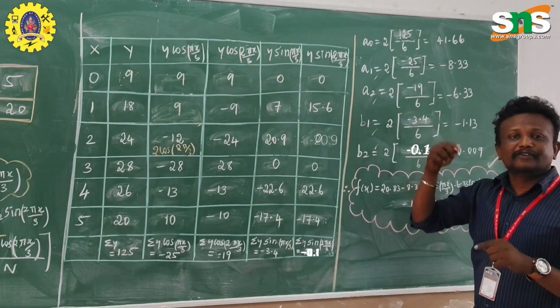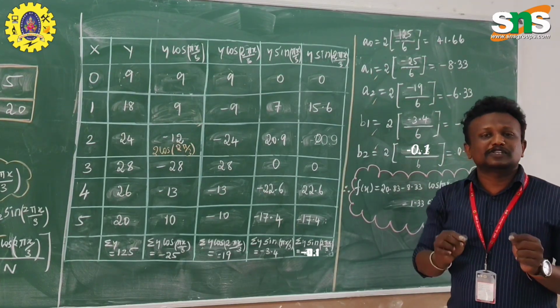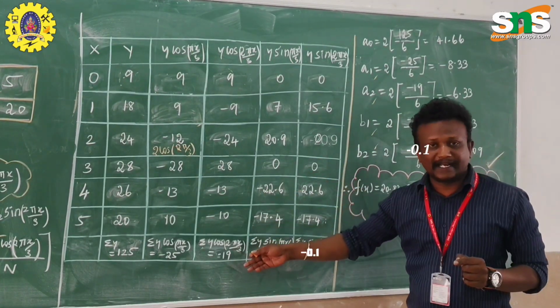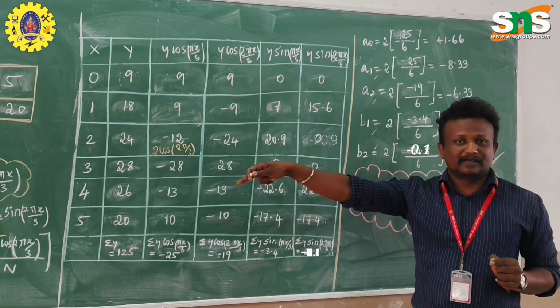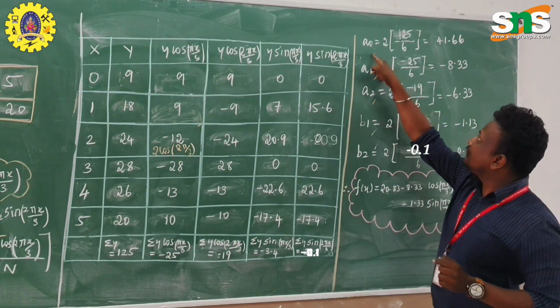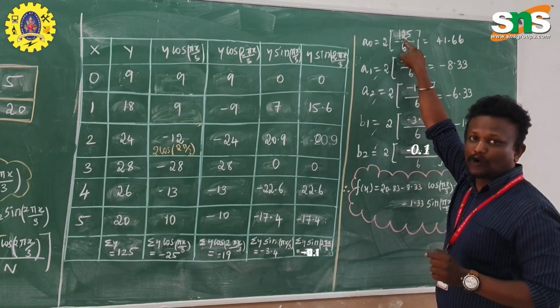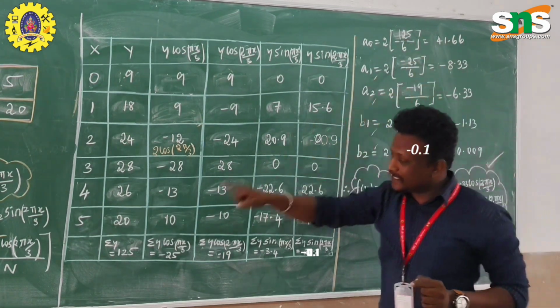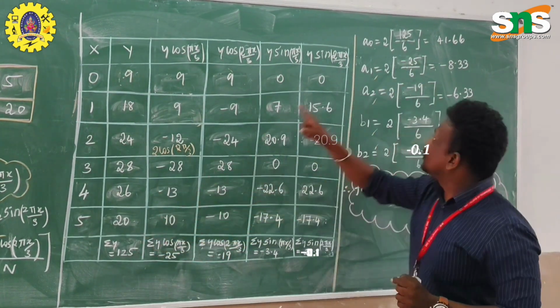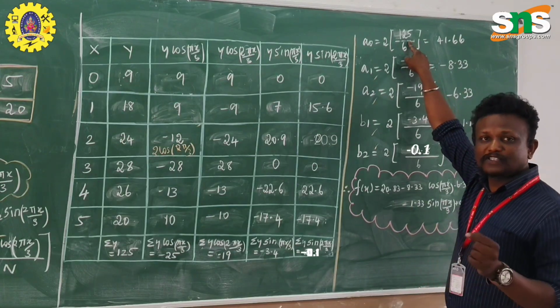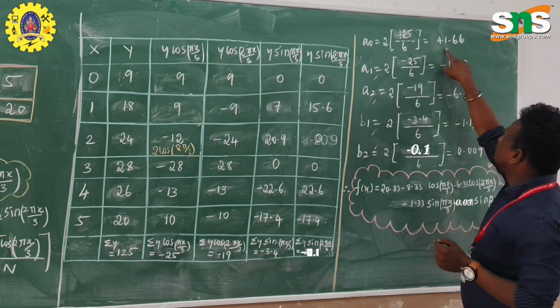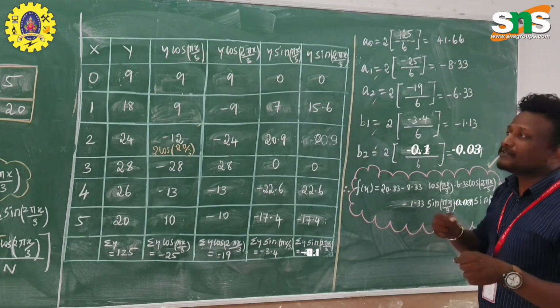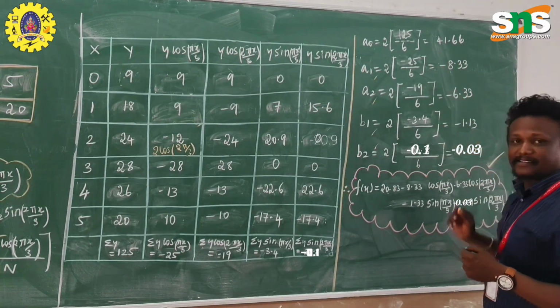In step 3, our task is to substitute the results which we have found here into the formula which we had in step 1. To find A naught, we have to substitute the value of summation y here. Summation y is 125. After substituting 125, you need to simplify this expression. After simplifying, you will get 41.66. In this way, you have to find all the other values.